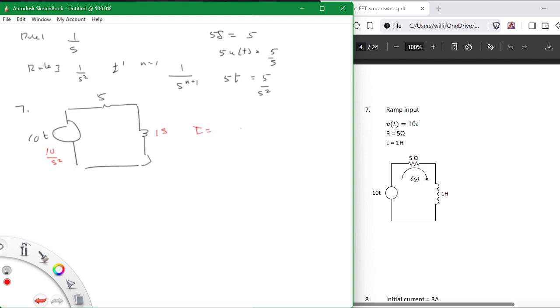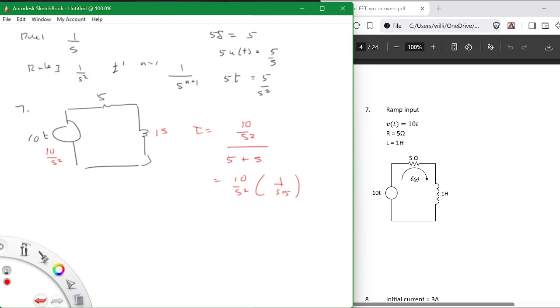So what do you write for I? I is equal to 10 over s squared over 5 plus s, which is equal to 10 over s squared times 1 over s plus 5. Okay, now, what's the split?